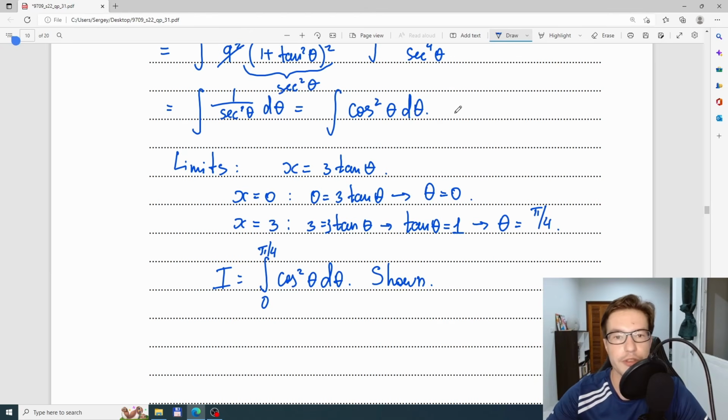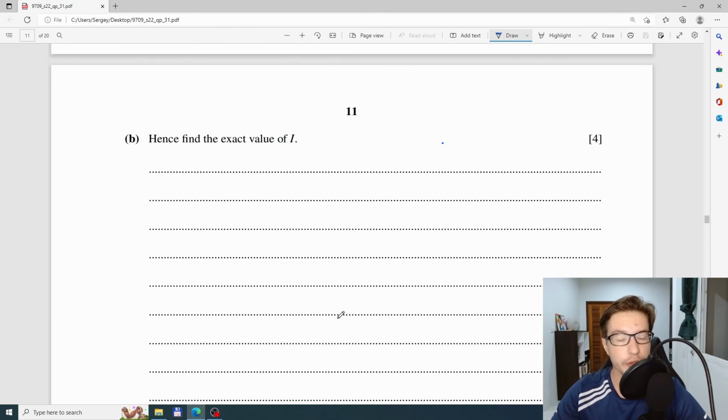Okay, let's move on to the next question. The next question is to find the exact value of the integral. So we're going to integrate from 0 to pi over 4 cosine squared theta d theta. And for integrating squared trigonometric functions, the standard technique is to replace the square with a double angle.